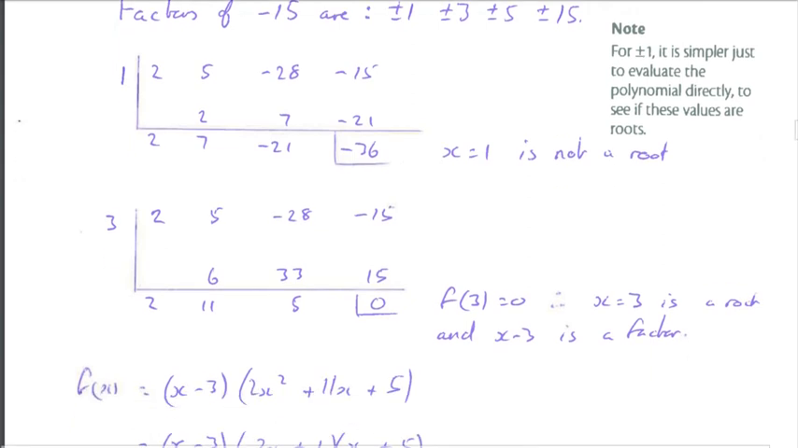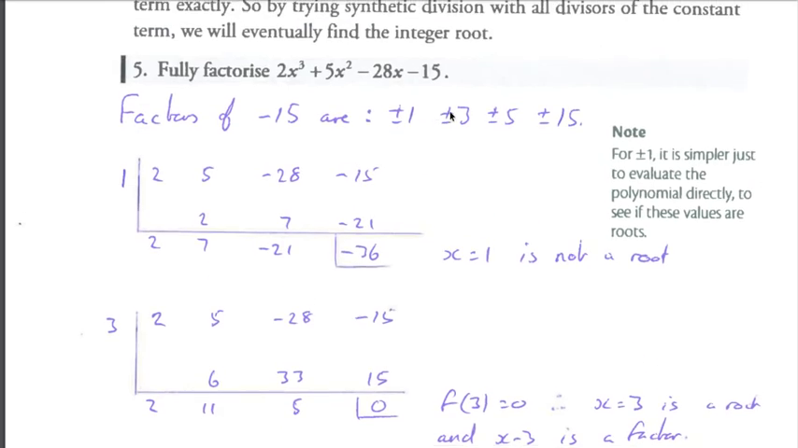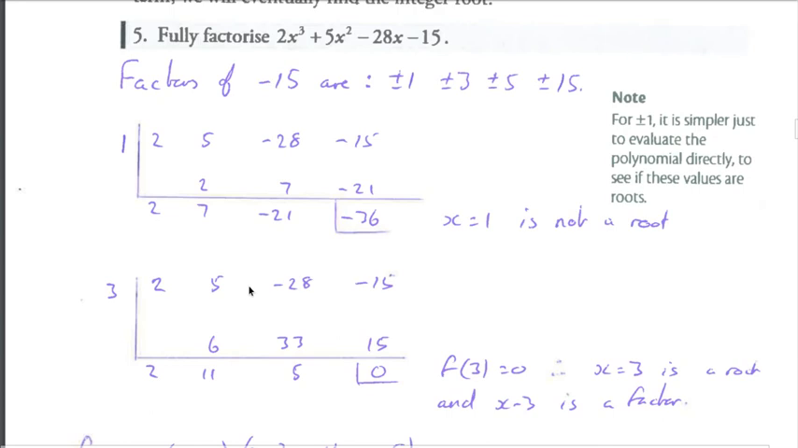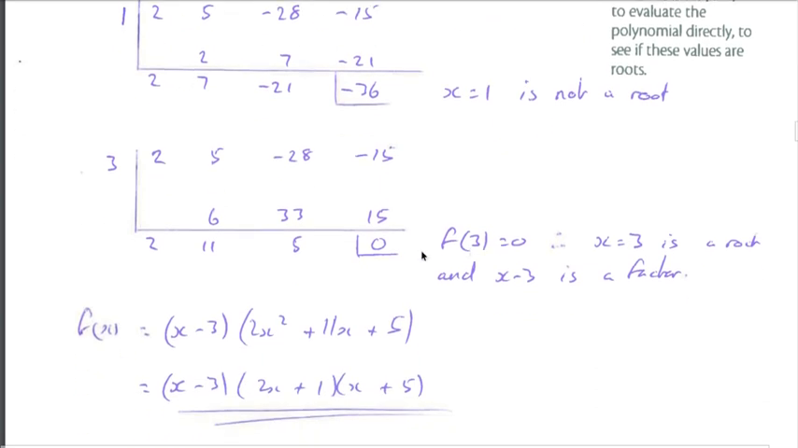Okay, so then I'm going to try 3. Remember, there's no need to try 2. Because if we had 2 at the end of one of the brackets, then we wouldn't be getting 15 here, we'd be getting an even number. So try 3, go through the process of synthetic division, which hopefully you guys are becoming familiar with now. And we find f of 3 equals 0, so we've got a remainder of 0, so x equals 3 is a root, and x minus 3 is a factor.